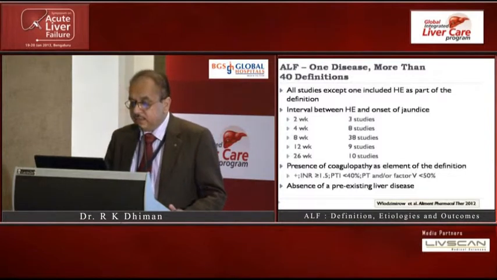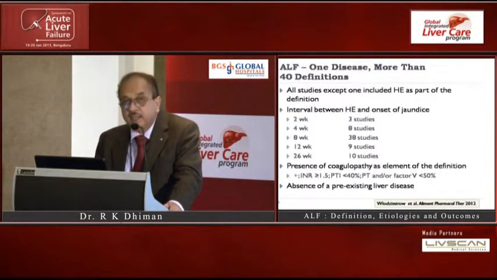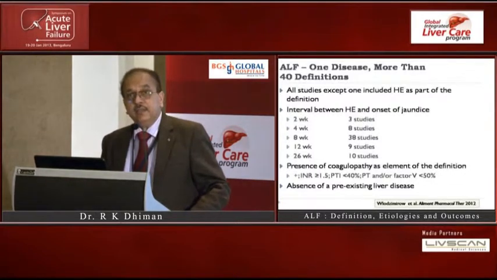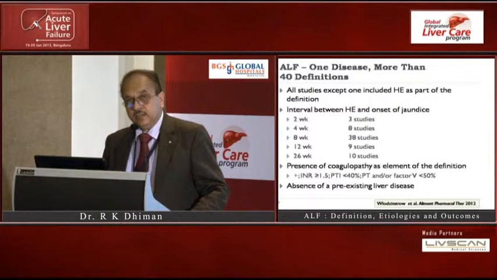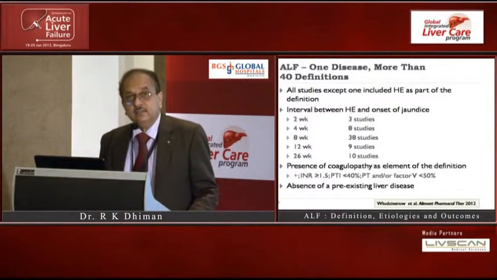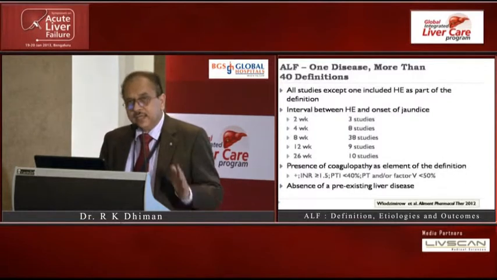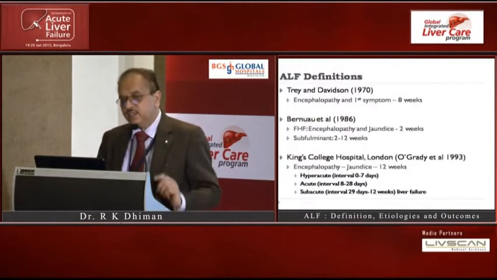As far as the diversity in the presence of coagulopathy as an element of the definition is concerned, there is also variability. Some say only the presence of coagulopathy is important, but the majority say that INR should be equal to 1.5 or more. There are also variations with prothrombin time prolongation and factor 5. All studies say there should be absence of chronic liver disease or cirrhosis of the liver. However, 38 studies did not mention how they concluded that pre-existing chronic liver disease was not present. So there is high variability as far as the definition is concerned.